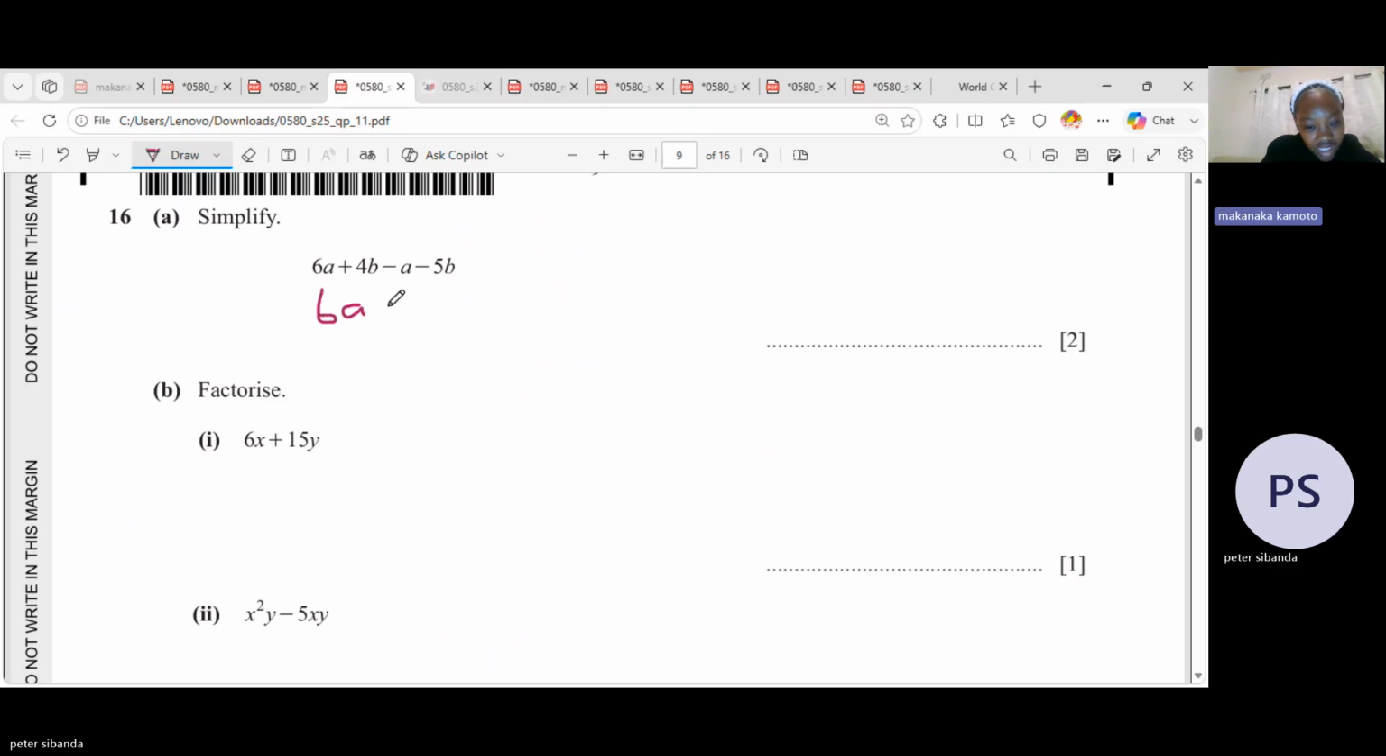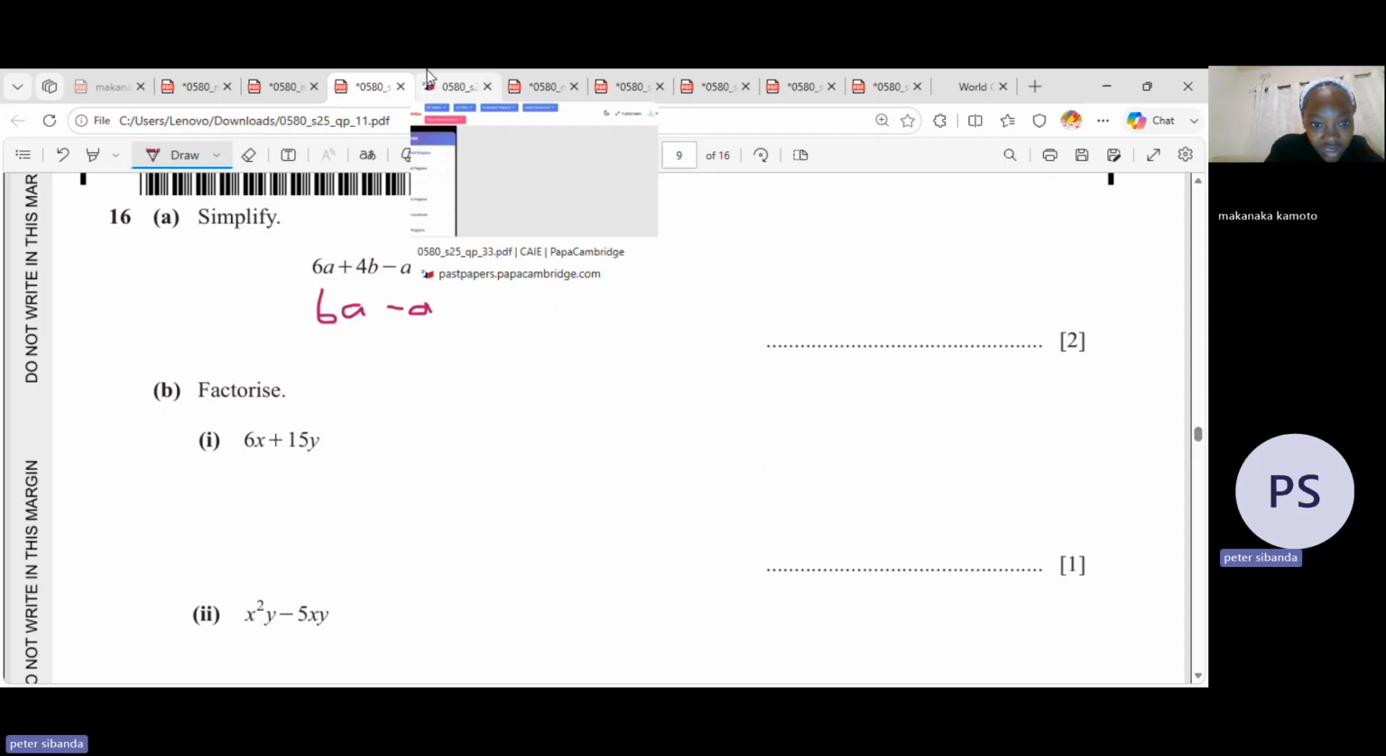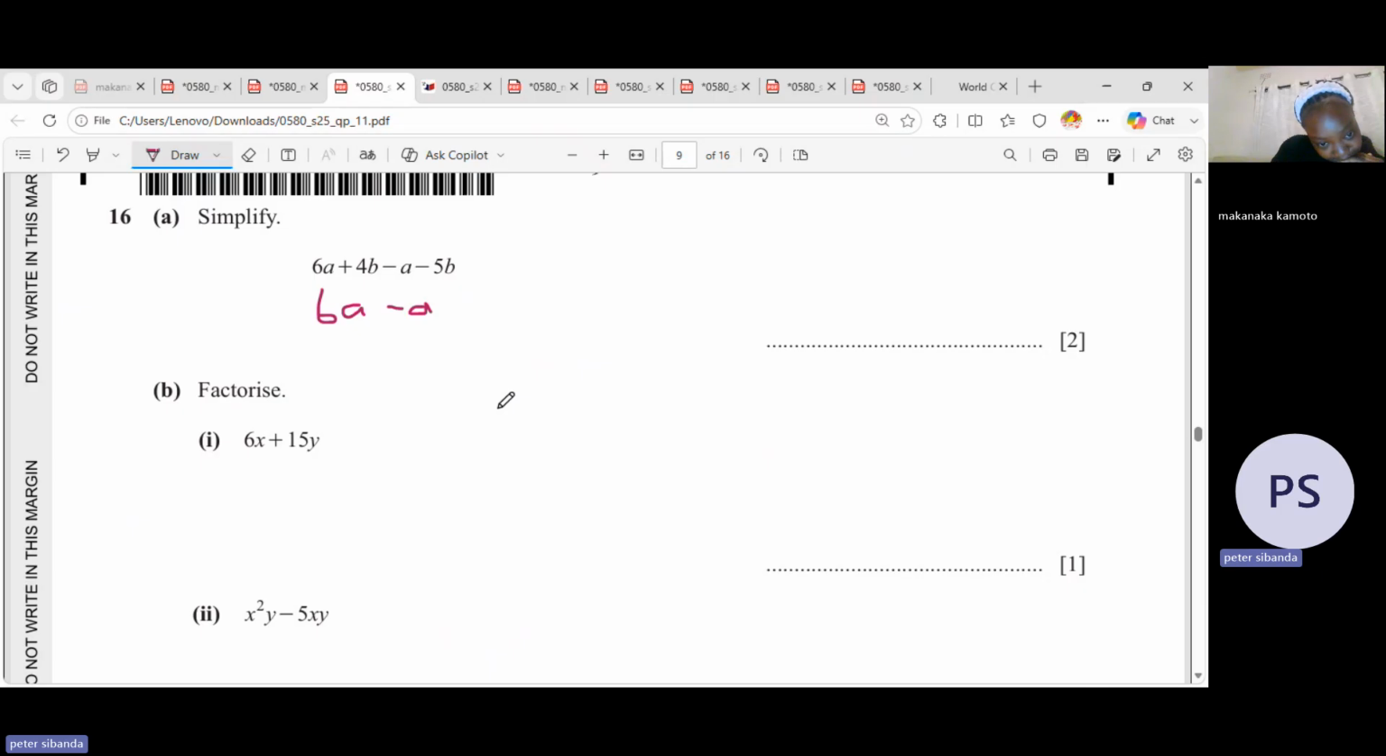Minus a. Yes, we just brought minus a closer to 6a in the name of grouping like terms together. But that minus a remains minus a. It doesn't change its sign because it did not cross over the equal sign. So then we can have our plus 4b now, because nothing else, then minus 5b.